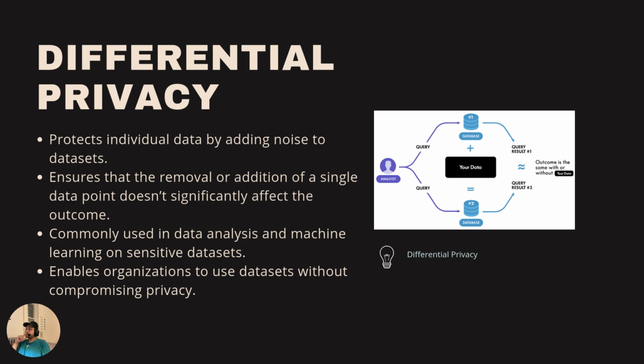The crucial point is that the difference in outcomes is negligible, meaning it's nearly impossible to tell if a specific person's data was involved in generating the result. This mechanism makes it challenging for anyone analyzing the data to reverse engineer any personal details, even with access to multiple queries. In doing so, differential privacy strikes a balance between data utility and individual privacy, which is key for organizations that need to work with sensitive information.